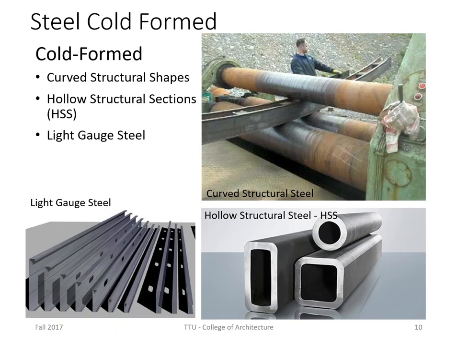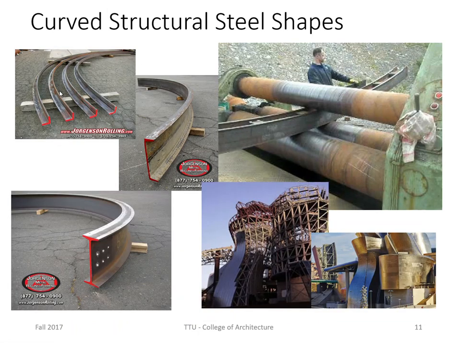Steel, cold formed. There are basically three kinds of cold formed structural steel that we utilize in the industry: curved structural shapes, as you can see being made here, hollow structural sections, and light gauge steel. Now, curved structural steel, curved beams, in the next slide you can see we can curve them to make structures such as this one of Frank Gehry's buildings. This is Bilbao.